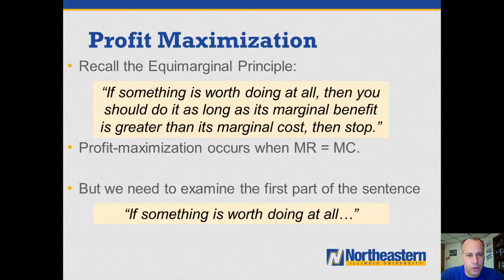It's worth reviewing the whole thing, but if something is worth doing at all, then you should do it as long as marginal benefit is greater than its marginal cost. So for firms, we produce up until marginal revenue equals marginal cost. But the first sentence is worth examining too. If something is worth doing at all, it's possible that it might be better off to produce zero than to produce where marginal revenue equals marginal cost. So we're going to think about that part a little bit more carefully.